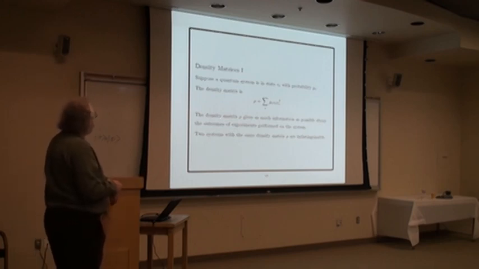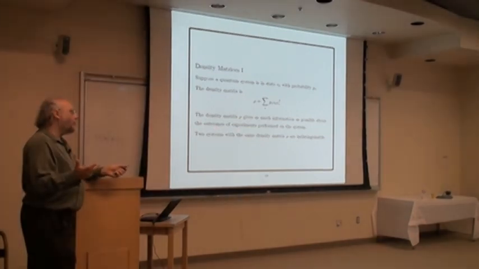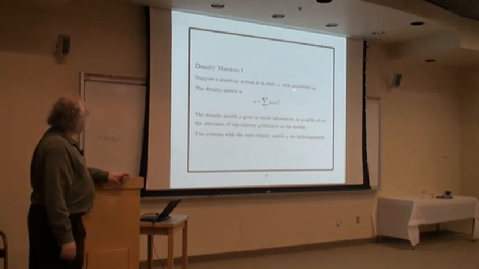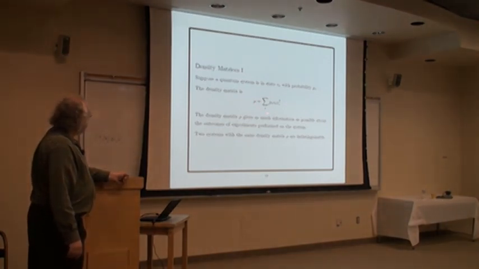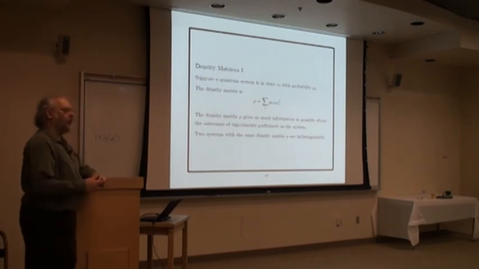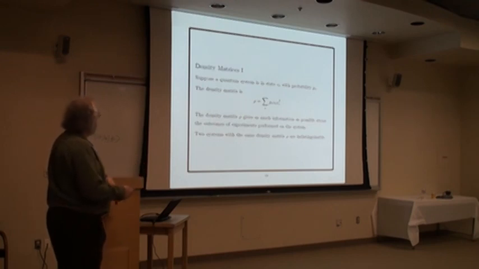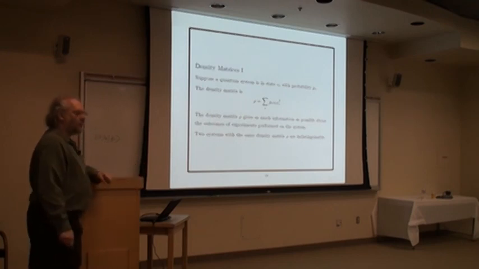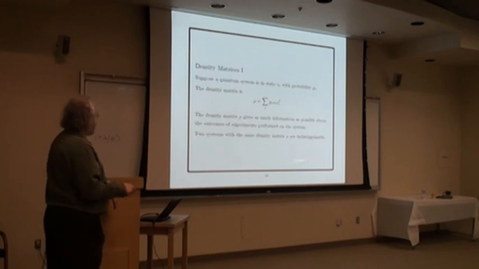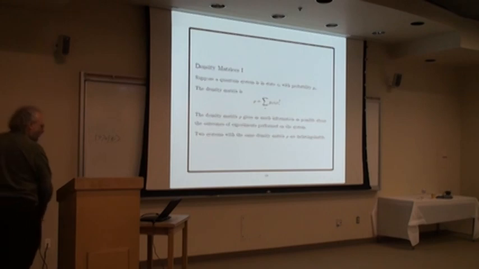A really nice thing about density matrices is that the density matrix gives as much information as is possible to know about the outcomes of experiments performed on the system. There are lots of ways of having two different probability distributions over quantum states that give the same density matrix. But if you know the density matrix, that tells you as much information as you need to predict the outcomes of experiments on the system. So two systems with the same density matrix rho are indistinguishable. You can't tell the difference.